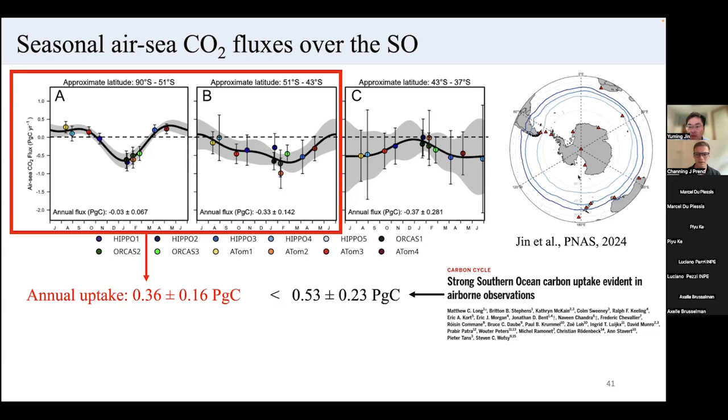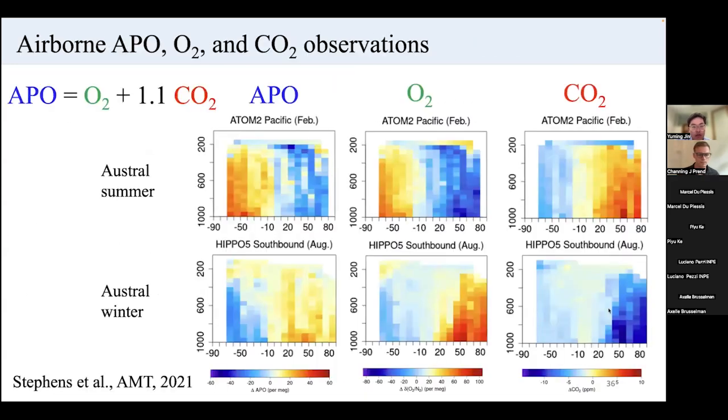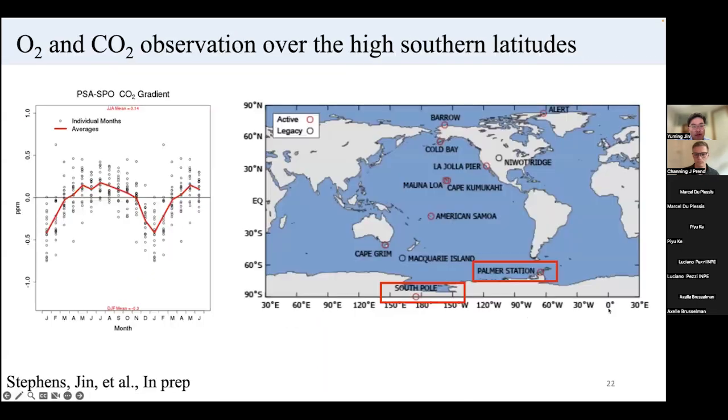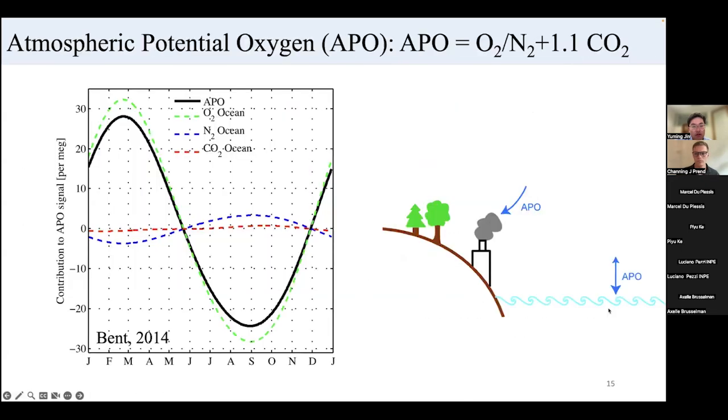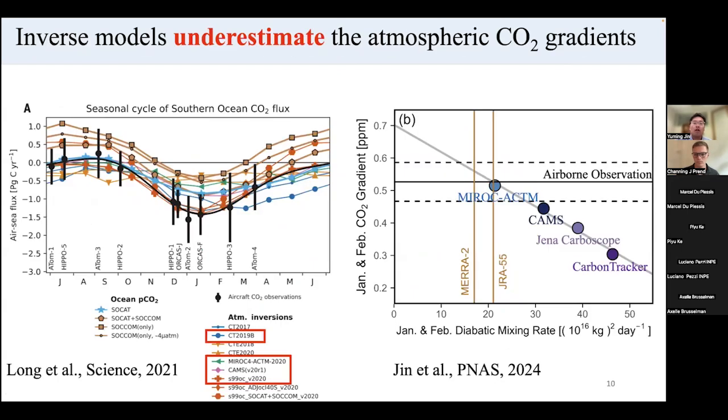Thanks. It looks like there's a question in the chat. Yeah, I can answer these questions. Inversion-based methods require using transport models. One thing I think I can go back to this figure. Sorry. One thing I showed here is that inversion underestimates the CO2 gradient in the summer. So this is related to the bias in the transport model.